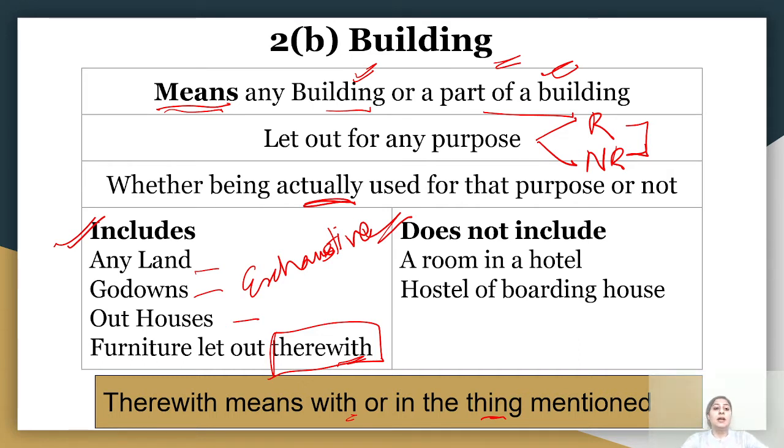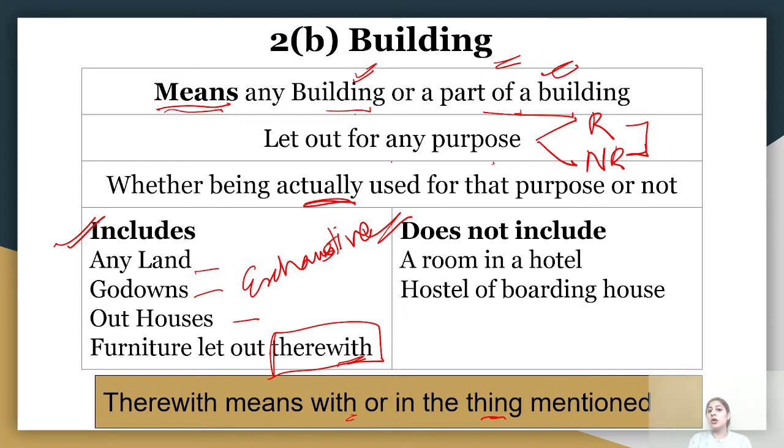So let's revise it all over again. A building would be a building or any part of a building that is let out for any purpose. ये purpose residential या non-residential दोनों हो सकते हैं. Whether being actually used for that purpose or not, and what all will it include? It will include any land, any godown, outhouse or furniture that is let out therewith. And they clearly state what it does not include.